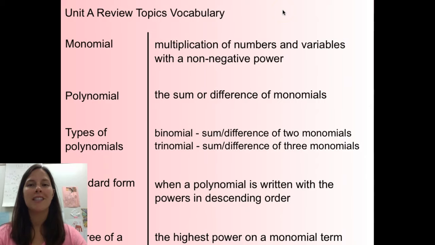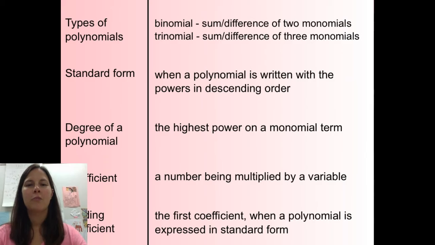A polynomial is the sum or difference of monomials. You have probably heard of binomials, the sum or difference of two monomials, and trinomials, the sum or difference of three monomials. Those are special types of polynomials. Once you have four or more monomials added or subtracted together, it's simply called a polynomial.